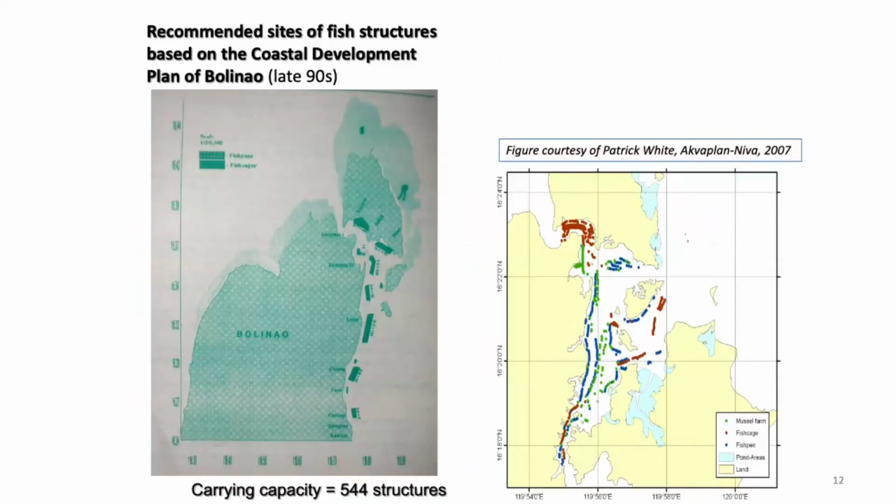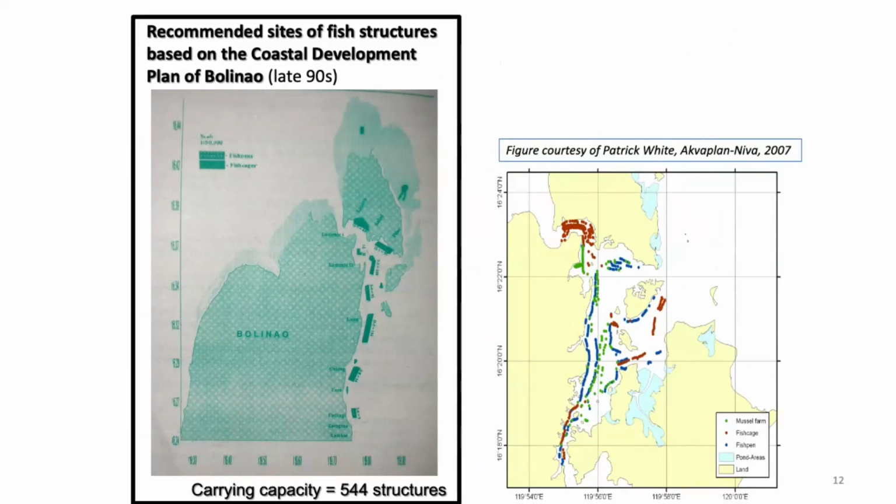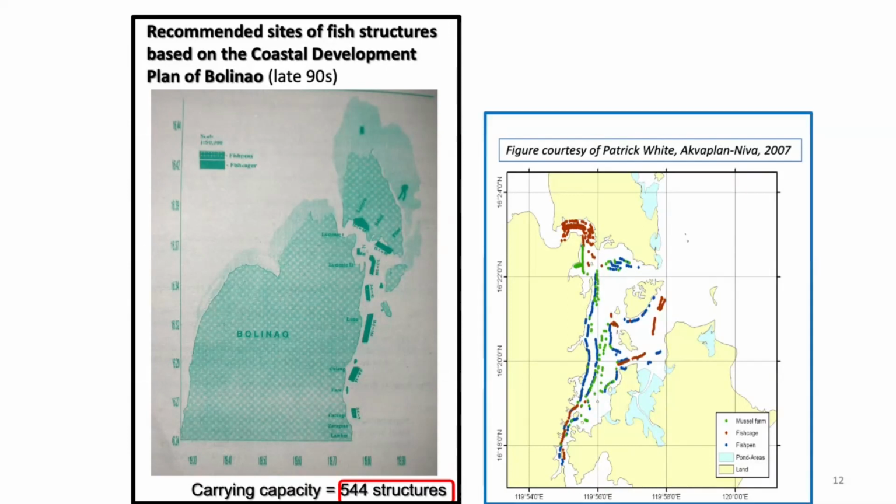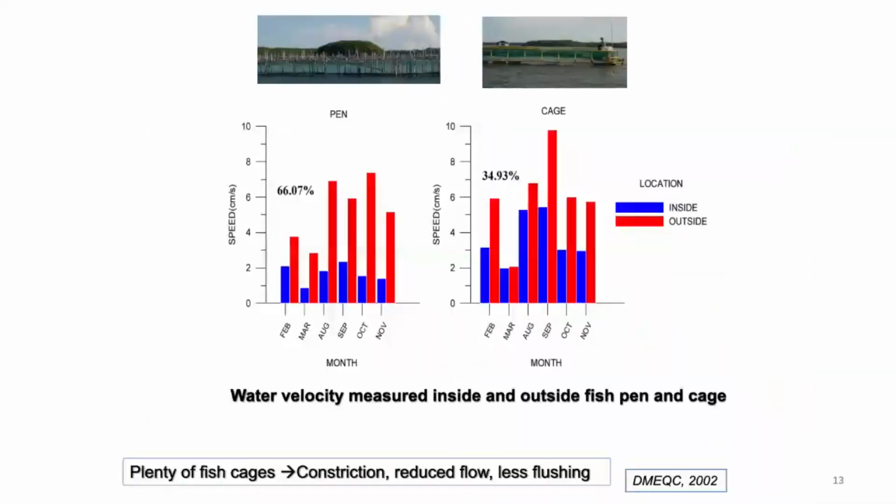On the left panel is a map from the Coastal Development Plan for Bolinao, established in the late 1990s. The dark green rectangles are symbols for fish pens and cages and where they should be located. The carrying capacity or prescribed limit for the number of pens and cages is 544. On the right is a map showing the fish pens and cages in 2007. You will notice that there are more fish structures here compared to the map on the left.